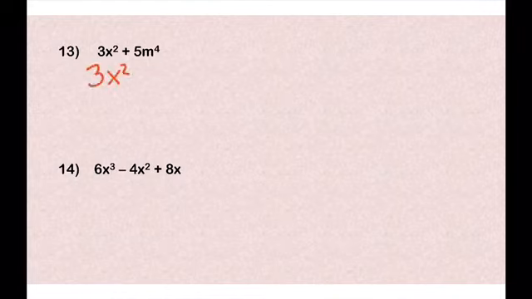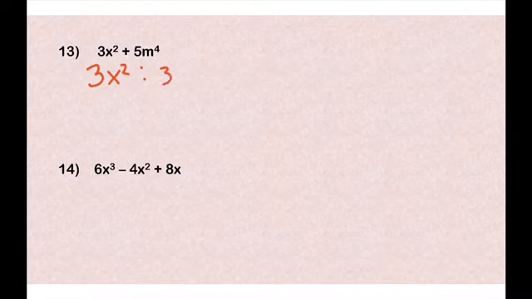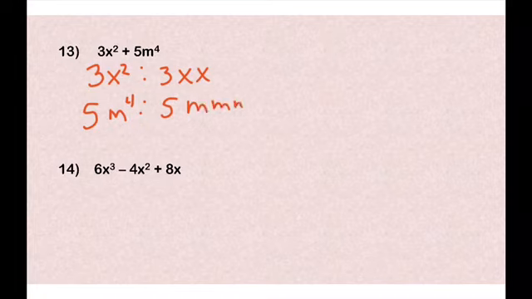Okay, number 13. 3x to the second power is 3x times x. 5m to the fourth power is 5 times m times m times m times m. What do they have in common? They don't have anything in common. So since there's no GCF, you can't factor it.